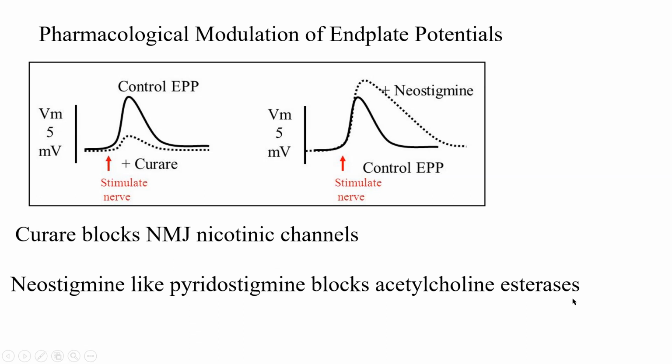Acetylcholinesterase, right? So if this acetylcholinesterase is blocked, what will happen? They are not getting destroyed. The released acetylcholine can act for a longer time. When they act for a longer time, what will happen? The action potential will be strong, right? The action potential will be strong.